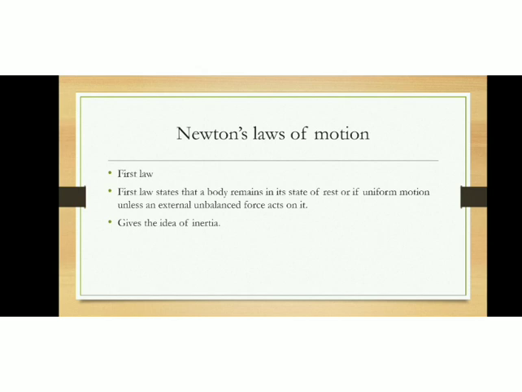A body tends to remain in its state of rest or of uniform motion unless an external unbalanced force acts on it. And this natural tendency of an object to remain in its state of rest or of uniform motion is known as inertia. Okay, so what is inertia? Newton's first law leads to the concept of inertia. So what is inertia? Inertia is the natural tendency of an object to remain in its state of rest or of uniform motion. Okay, and inertia is related to mass.